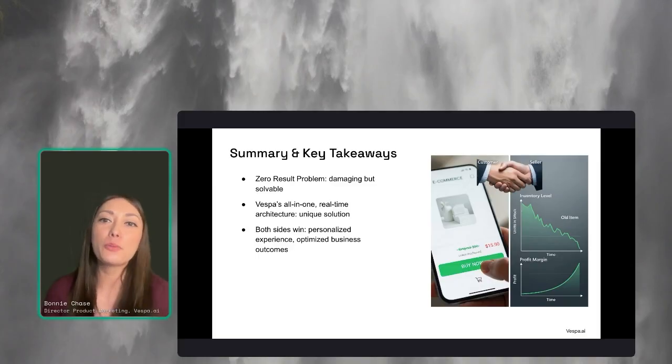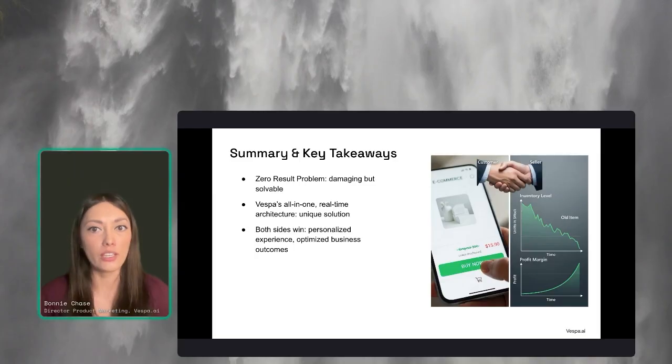Now, the zero results problem is real and it's damaging, but it's absolutely solvable. The core issue isn't missing data, it's missing flexibility and intelligence in how relevance is computed. And this is where Vespa is fundamentally different. Vespa's all in one real time architecture lets you combine semantic understanding, structured filtering, personalization, and business logic in a single retrieval and ranking pipeline.